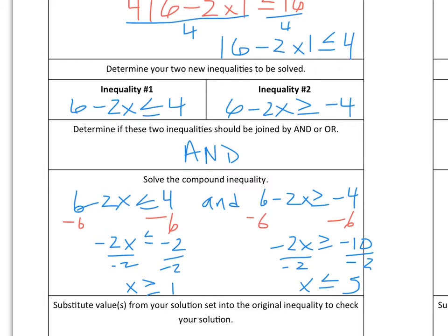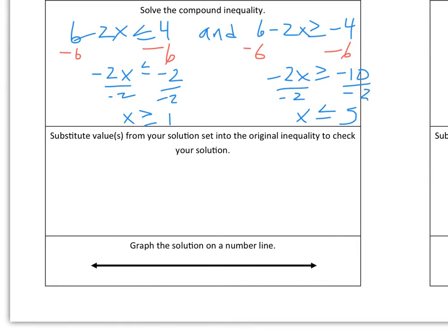Let's finish with graphing our solution. Negative 1 and 5. They have equal to's, so I'm going to fill them in. So greater than negative 1 and less than 5.